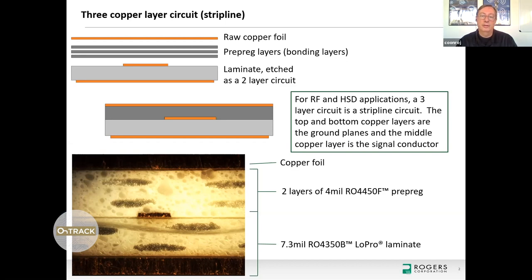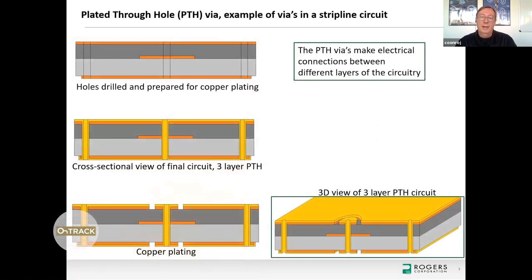So you go through a process of lamination, glue it all together, and voila, you got a three copper layer circuit that is a stripline circuit, and the electrical configuration is ground, signal, ground. And that's shown in the middle there. And then also I'm showing a cross-section at the bottom of a stripline circuit using RO4000 materials. And this is used in a lot of RF applications and a lot of high-speed digital applications. The drawback, as you could probably imagine, is the signal conductor is buried and you don't have direct access to it electrically. And that's where plated through-hole technology comes in. And after you've made the three-layer circuit, you can drill holes in very specific areas, and then you would plate copper everywhere on the top and bottom surfaces and through the holes.